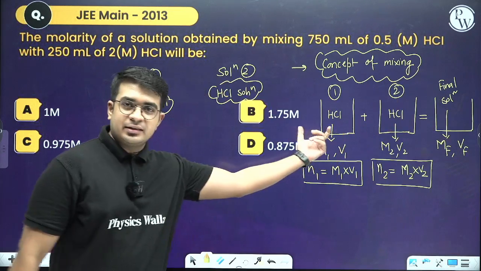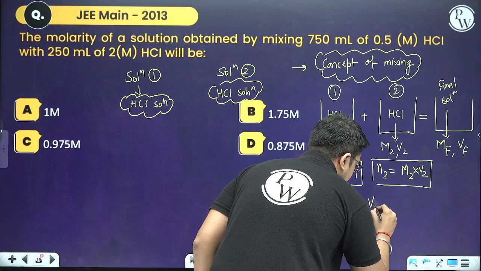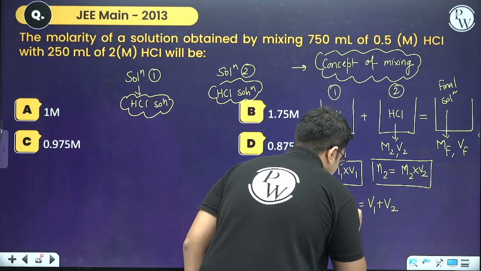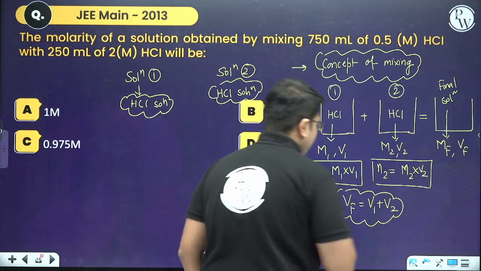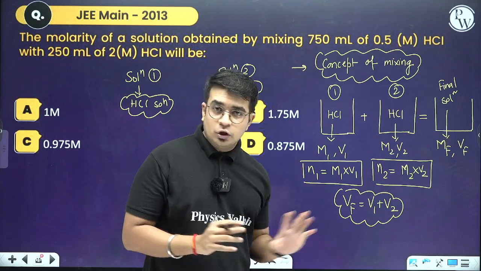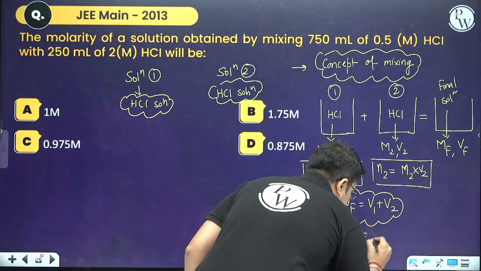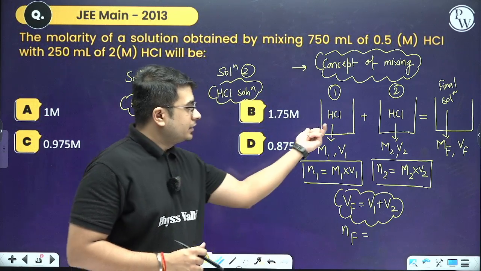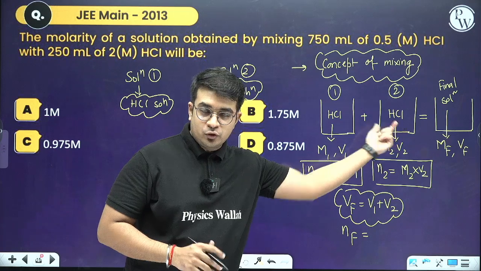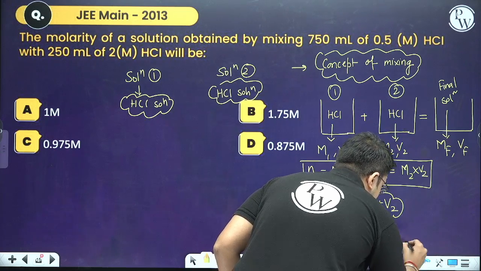When I'm mixing these two components together, I can say that V final is actually V1 plus V2. Very easy. That final volume will be the mixture of both the solutions, V1 as well as V2. So final volume is clear. Now number of moles which are final are basically their number of moles as well as their number of moles, the addition of both the number of moles. So I can say that will be N1 plus N2.